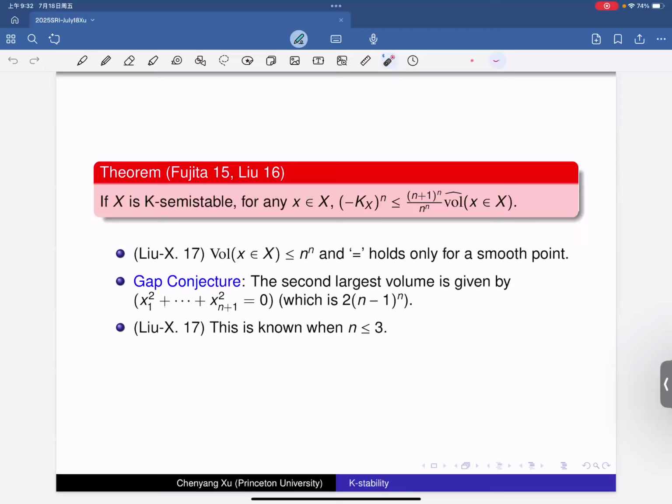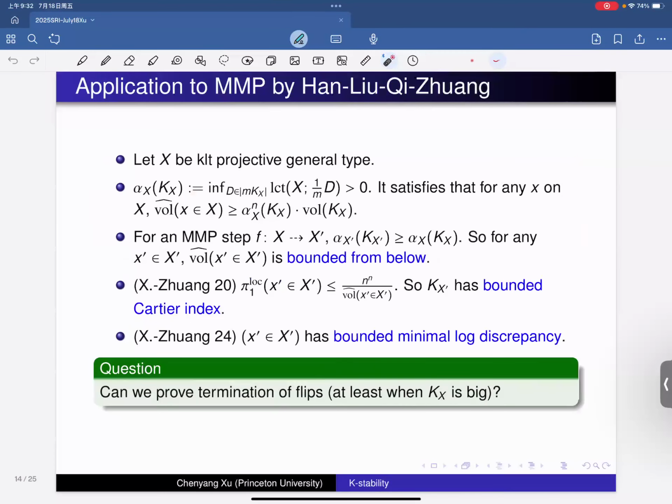And I mention this because I will use this. I will use both Fujita-Liu's inequality and also the fact that we know this up to dimension 3. There is a very recent, very interesting work on applying this to the minimal model program, by Han, Liu, and Qi Zhuang.